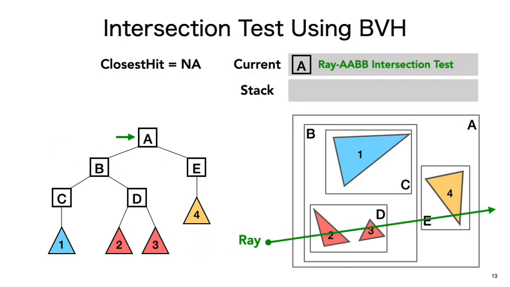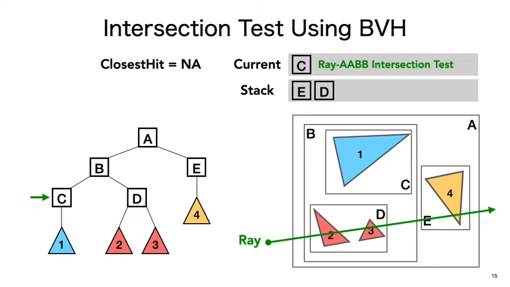So let's see how you can use BVH to accelerate ray triangle intersection test. With a ray, what we're going to do is to start from the root of the tree and to test whether the ray intersects with the root. If it does not intersect with the root node, then it's guaranteed to not have intersection with any triangles. So in this case, it does intersect with A. What we're going to do is to push its children B and E onto the stack, and then test the ray against B. In this case, it does intersect with B. We're going to push C and D, the children of B, onto the stack and test against C.